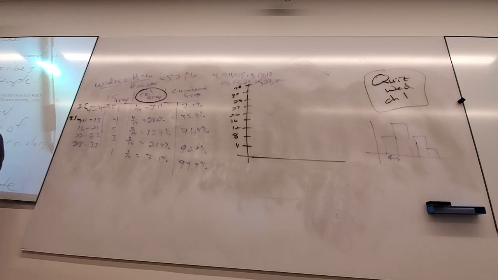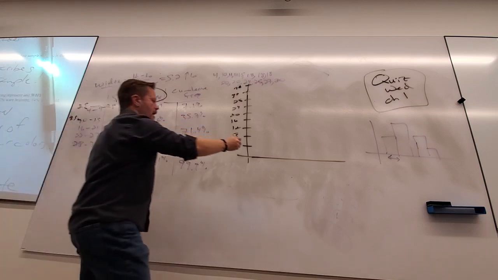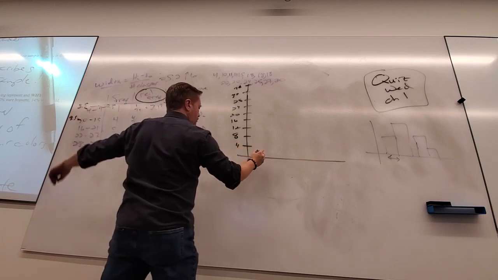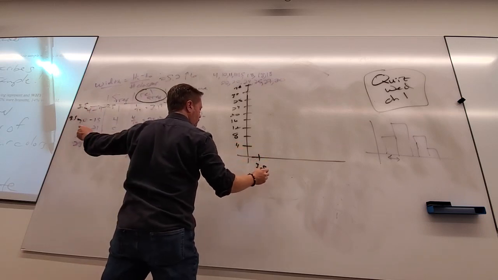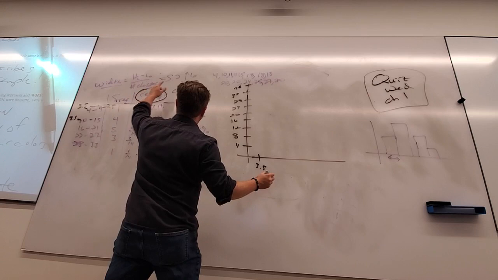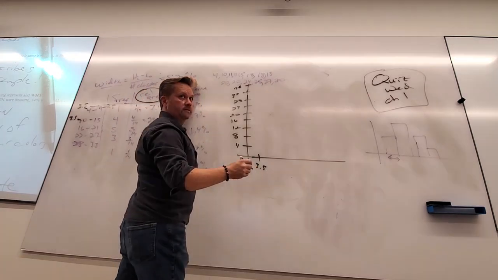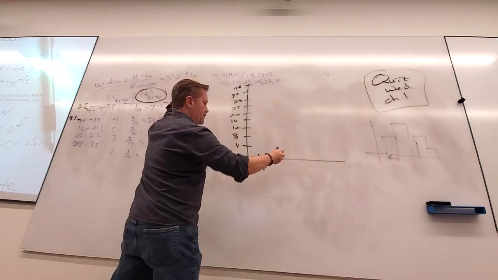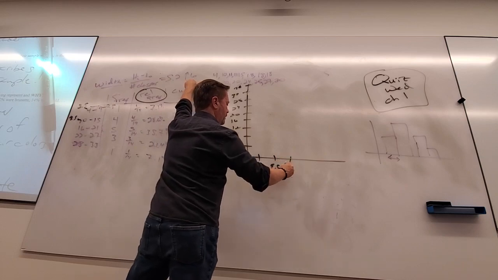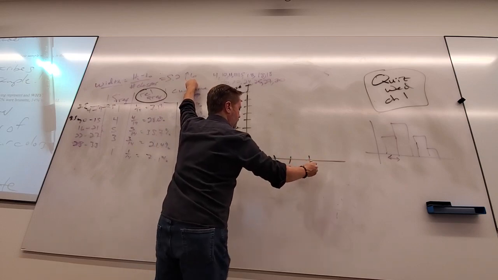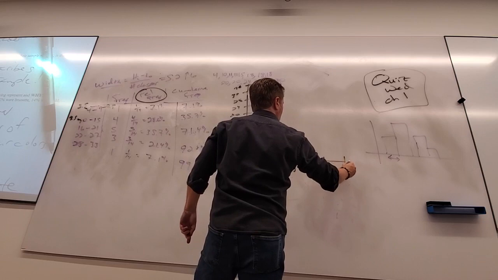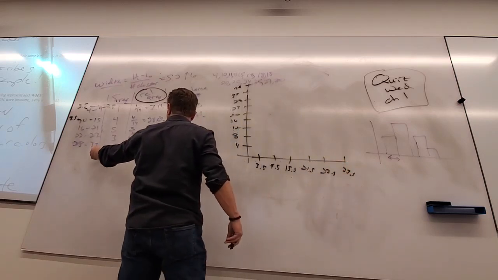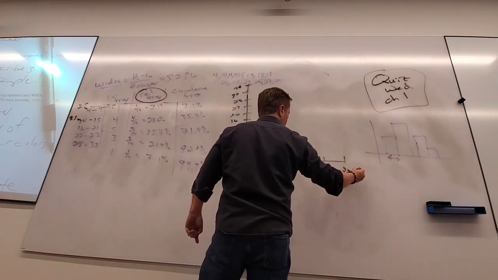Okay. And if I just kept going, so now if my first data point is 4, I start at 3.5. What was our width? 6, right? Yes? Just count by 6 now. 9.5, up by 6, up by 6, up by 6, up by 6. Does it take me down to the end? 33.5? Yes?